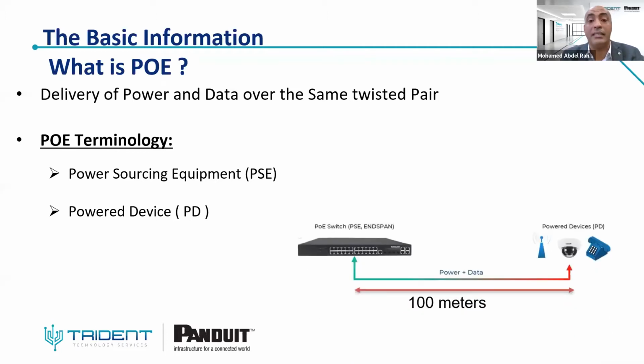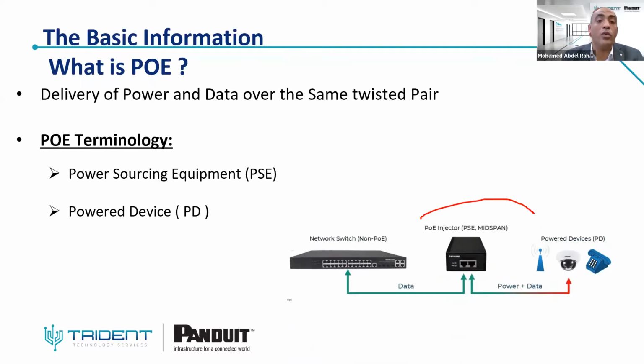Also, the PSE is divided into two types. The first is sometimes called end span. An example of an end span is an Ethernet switch. The Ethernet switch itself can provide the power to the connected device. And the second one, if you have a non-PoE network switch, is the mid span. This is the mid span, positioned between the switch and the powered device, as shown.